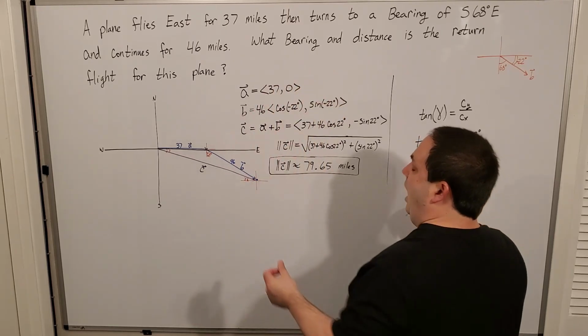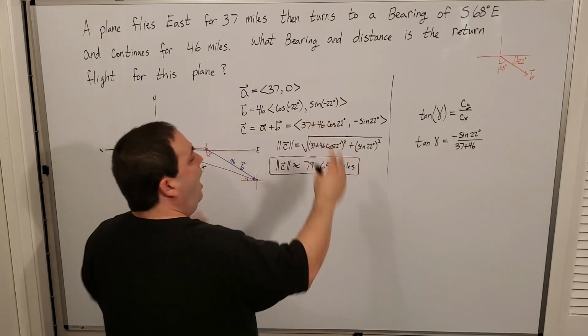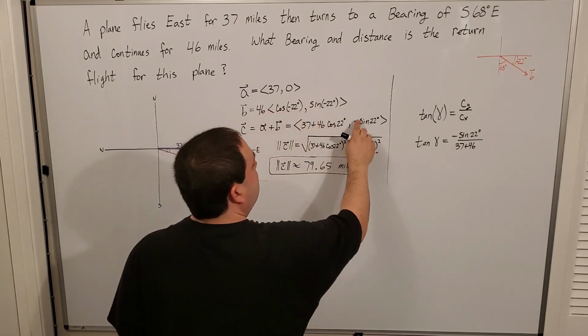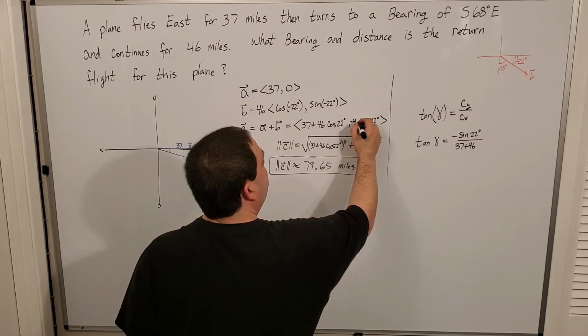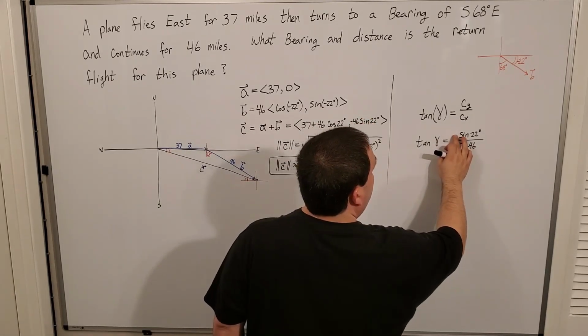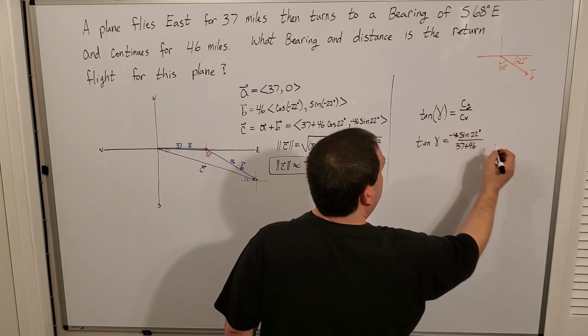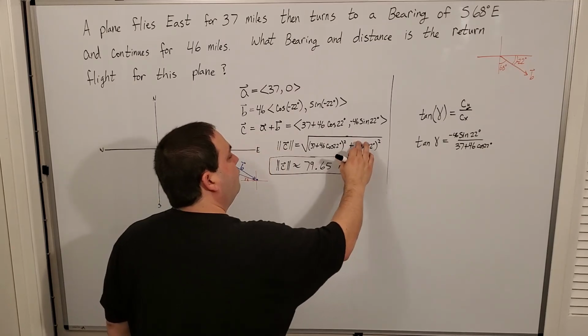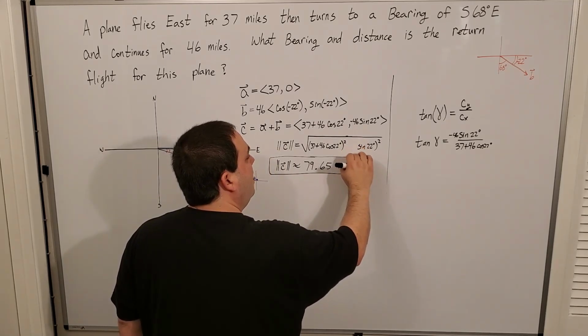Oh, I wish one of you was here to catch me. I messed up. Look, it should have been times 46. Minus 46. This should be minus 46. This should be cosine 22 degrees. I need to go back and redo this calculation. I messed up.